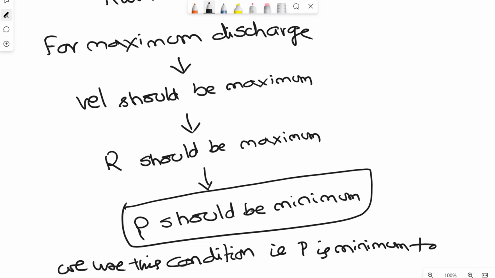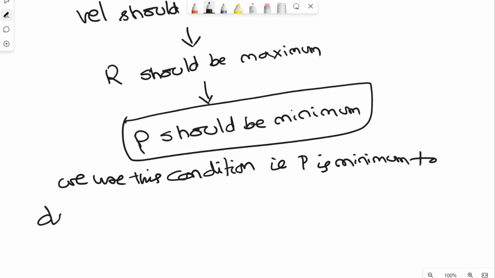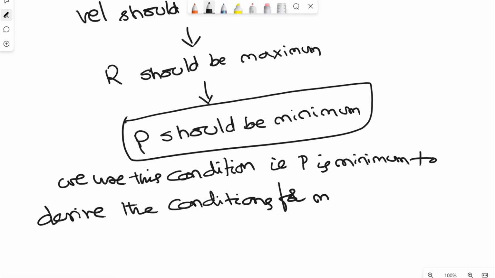to derive the conditions for most economical channel section.